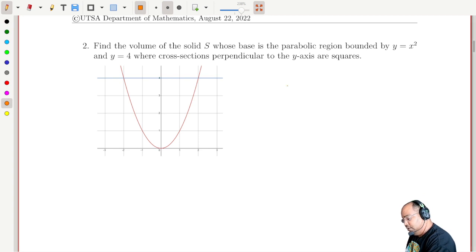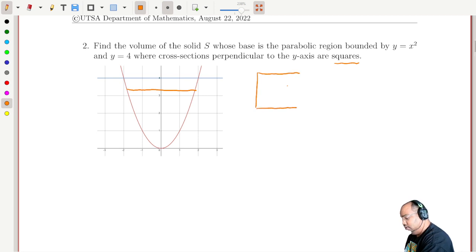Well, in orange here, we'll go ahead and draw a slice. This is perpendicular to the y-axis, as if I'm looking at it from the top down. This is the side length of my square. Let's go ahead and make a note here: squares. And so let's draw a picture of what the cross-section would look like.